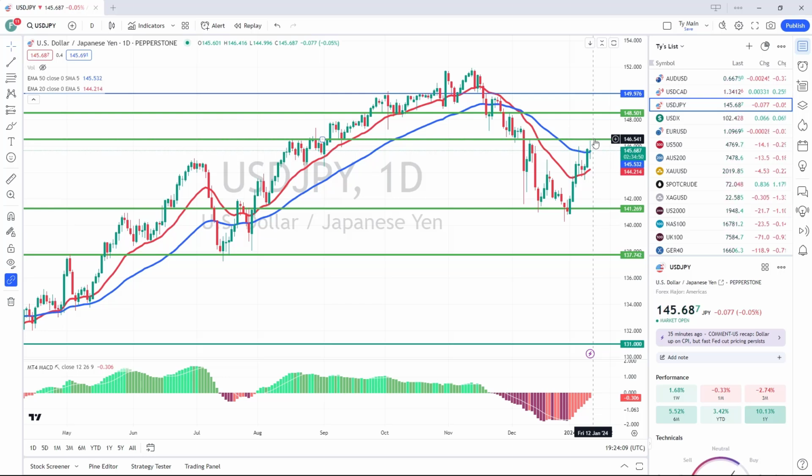If indeed it fails here at the 146.50, then we'd look for a bit of a rollover effect, and we'll be targeting in the first instance around that 143.80, which is not a bad zone. And you've also got the 144.50 area here. That area there, the resistance, will provide some form of support if it does start to sell off.